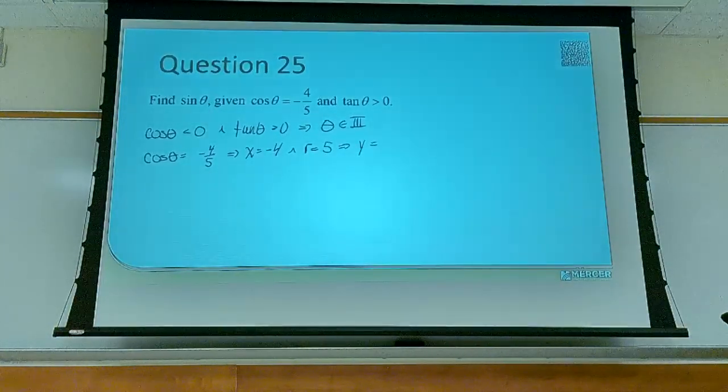X is -4, R is 5, right? Cosine is X over R. So what is Y? Negative 3, because we're in the third quadrant. Then what's sine of theta? -3/5, that's right.